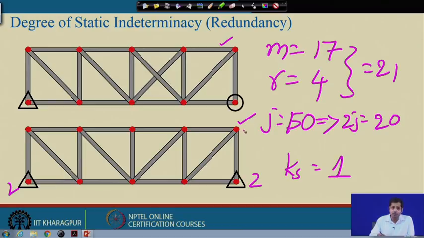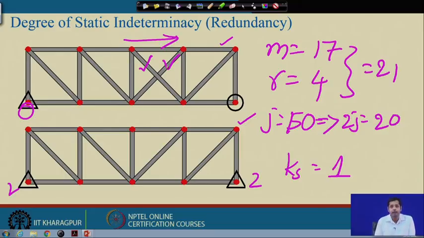This is indeterminate because here additional support, extra support is provided. If we make this support roller, then this structure becomes determinate. But in this case, if we make this support roller, the structure will not become determinate, rather the structure will become unstable, because in this case this entire assembly can move in this direction. So, just by changing the support, by reducing the support constraint, we cannot make the structure determinate, right. Here the indeterminacy is due to the additional member.